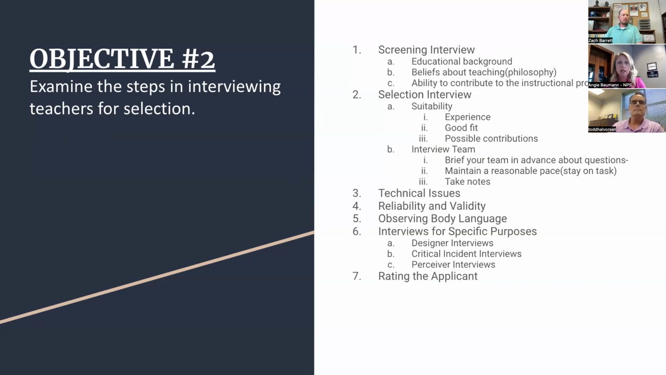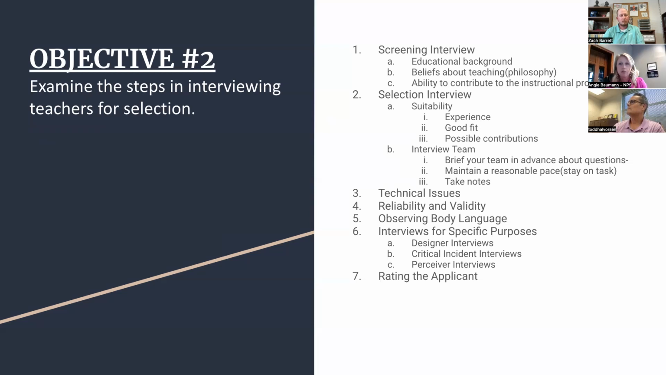All right, our second objective in chapter 3 is examining the steps in interviewing teachers for selection. So starting out, everyone's going to do a screening interview, and that looks different in different districts, but you're going to review their educational background, make sure they have what you're looking for.